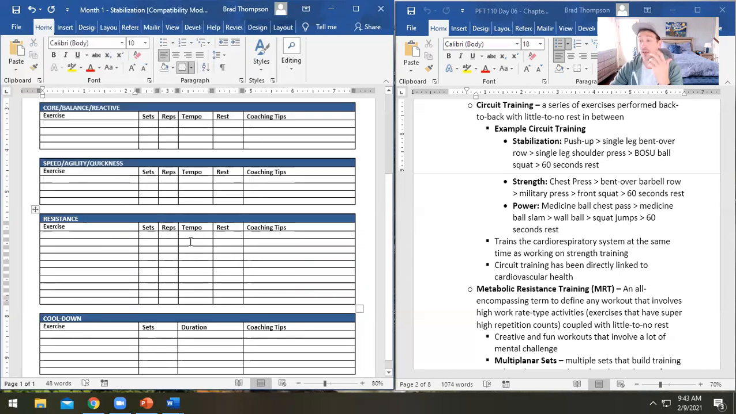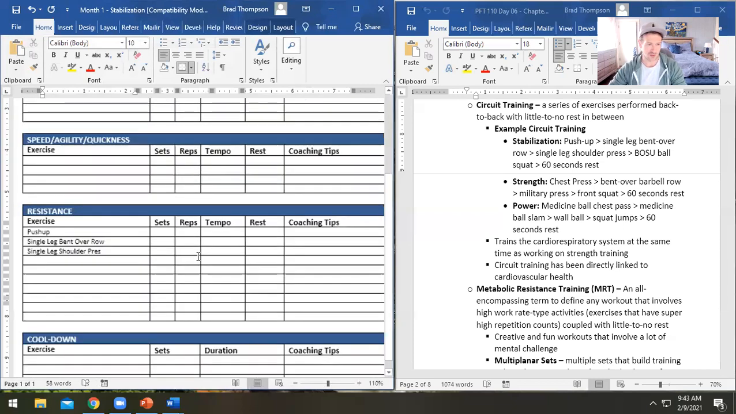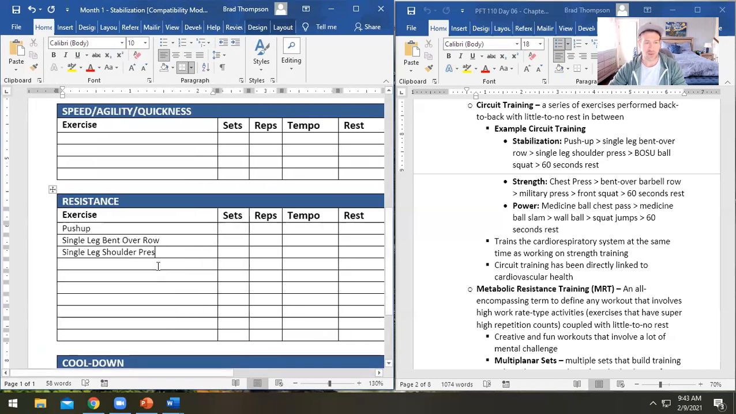So we're gonna pick only stabilization exercises for this first month because it's a brand new client. I need to teach them how to do the exercises first. So we're gonna do a push-up, and then also a single leg bent over row, followed by a single leg shoulder press, followed by a Bosu ball squat. And so now I've got 4 exercises back to back to back to back.